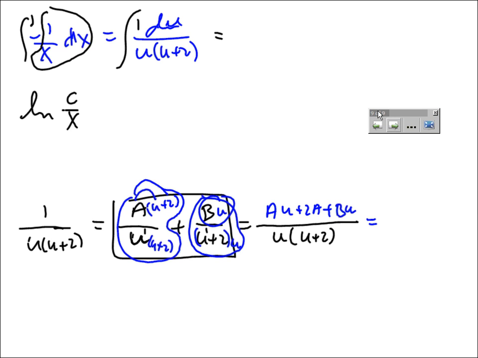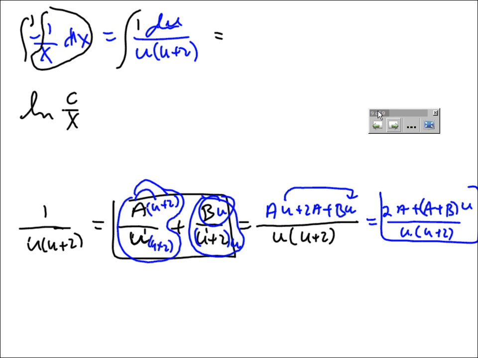I can combine the u's, so I have 2a plus a plus b u's. I just added the number of u's I have. I have a, somebody gave me b more. And this is all over the denominator. Now, if two fractions are equal, and they have the same exact denominators, then the numerators have to be equal.